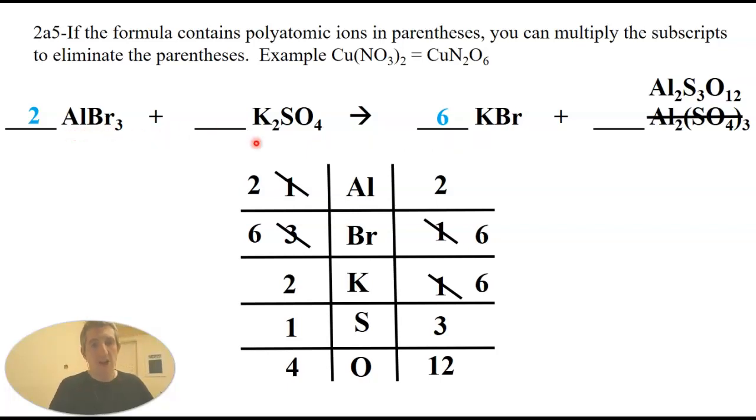Aluminum's check, bromine check, potassium. So I have 2 potassiums going in and 6 potassiums going out. So what times 2 is 6? The answer to that is 3. And so when I'm going to distribute, 3 times 2 is 6 bromines, 3 times 1 is 3 sulfurs, and 3 times 4 is 12 oxygens. And now we have balanced this equation. Again, I do want the number 1 over here, no blank spaces.